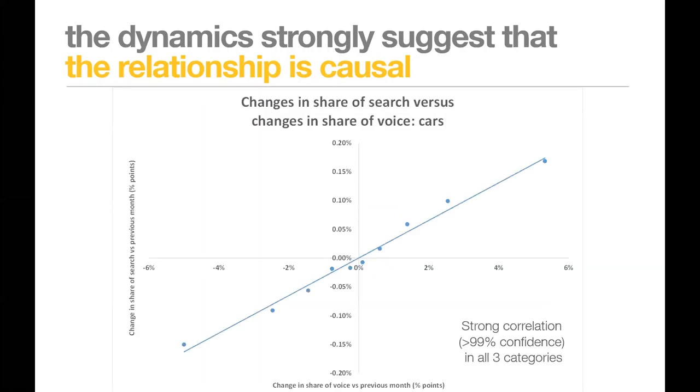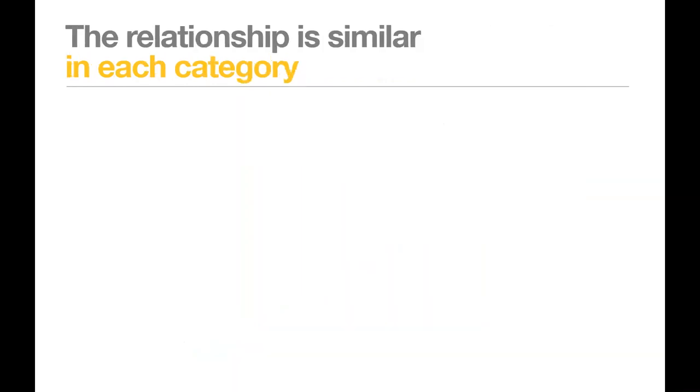Here's another one of those dynamic correlation charts. Again, I've done the same thing as before, grouping the data by deciles to make the correlations visually more apparent. Each dot represents 10% of the sample. Bottom left are the 10% of the sample which had the biggest drop in share of voice. Top right are the 10% of the sample with the biggest increase in share of voice. And what you can see is this really strong correlation between movements in share of voice and movements in market share. That's for cars. We see the same in mobile. We see the same in energy. Really strong correlation between how a brand's advertising share of voice moves and how its share of market responds. The correlations are similar in each category, but also the relationship, the slope of the line, is remarkably similar in each category.